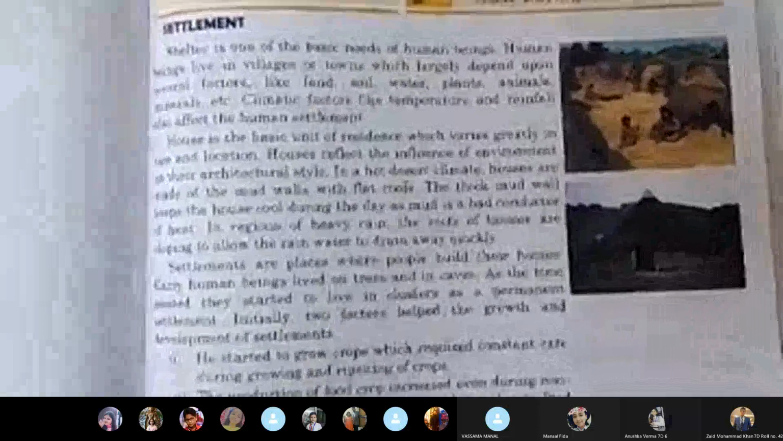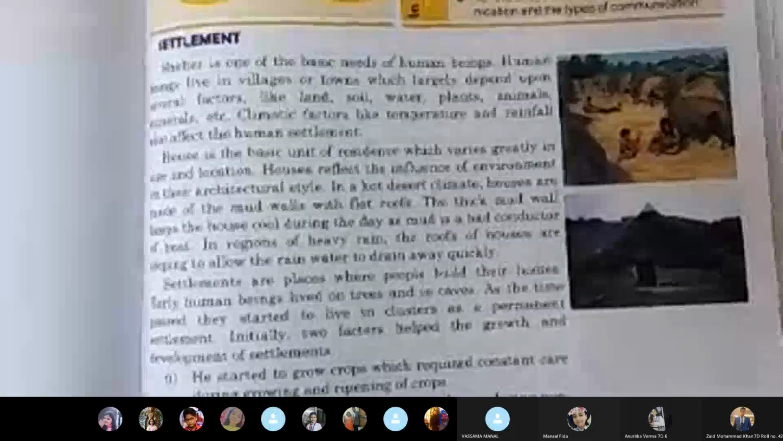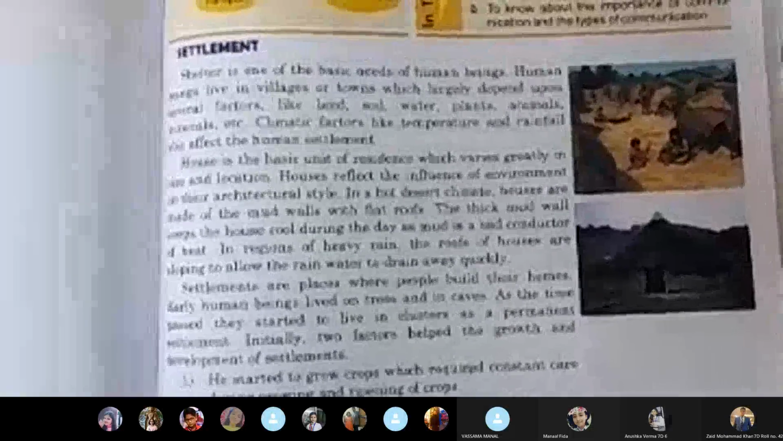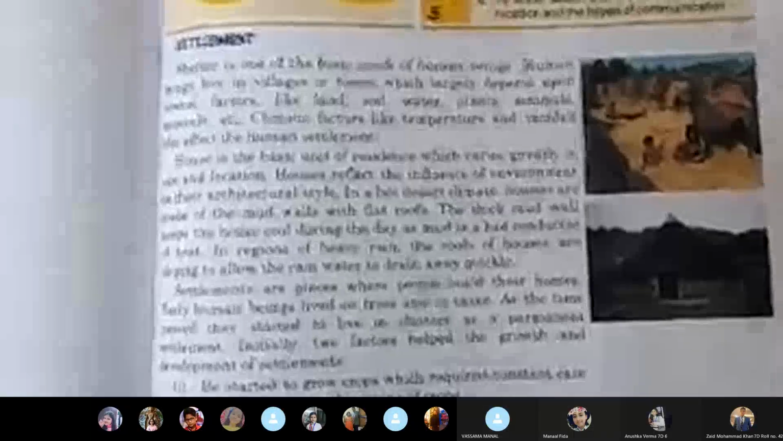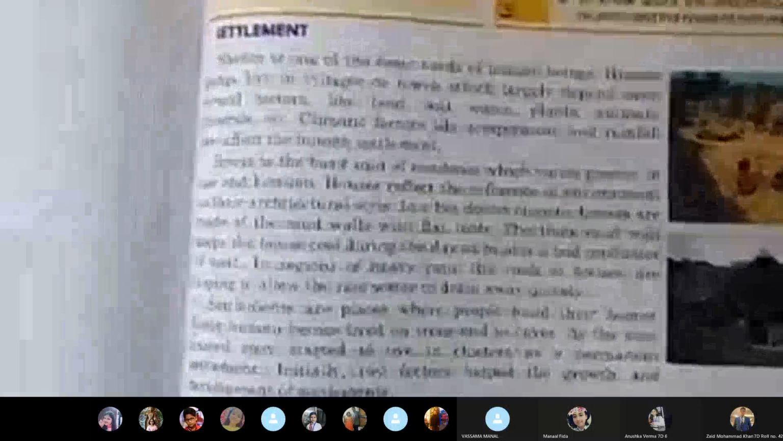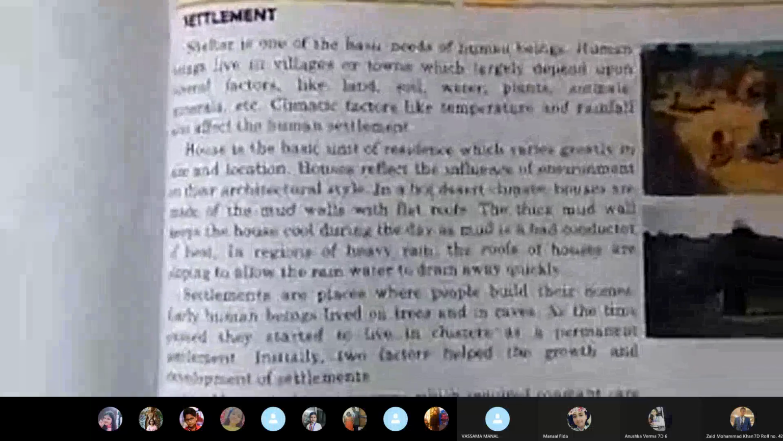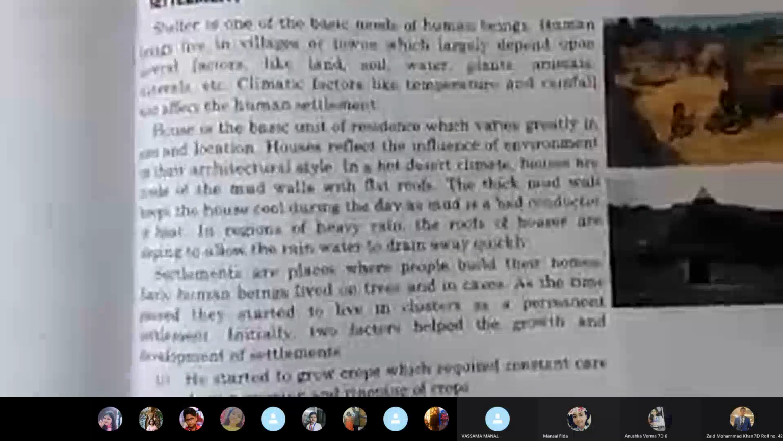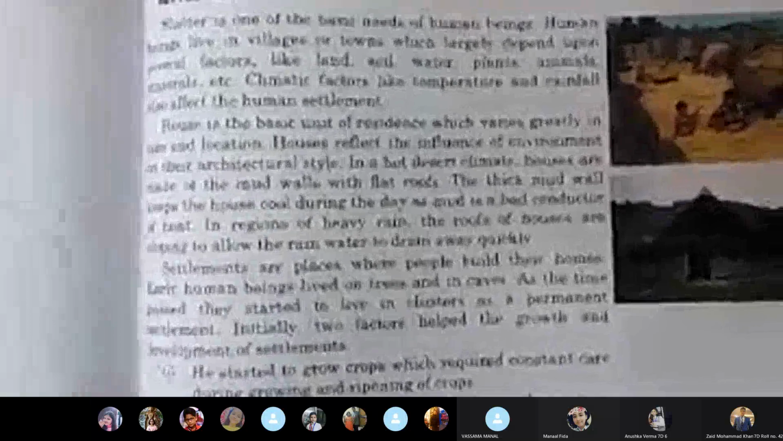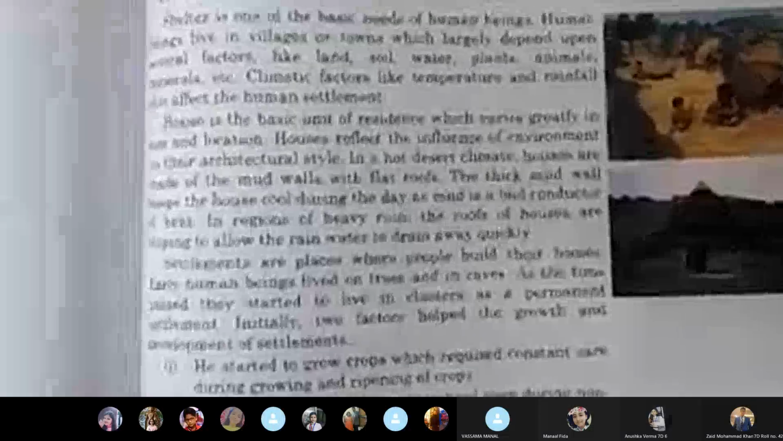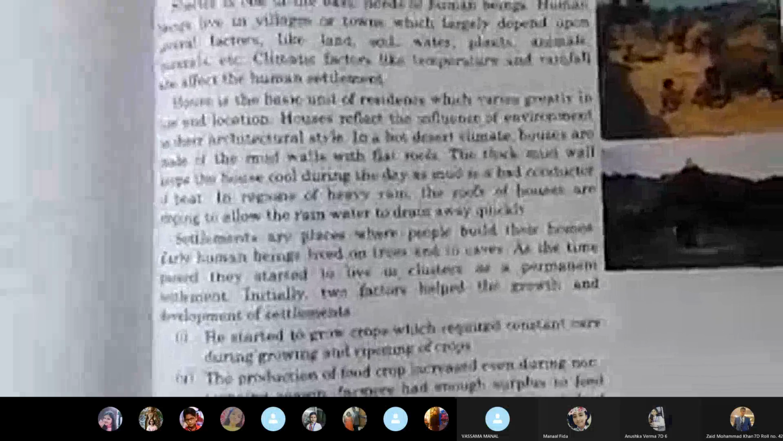Then, apart from it, there are climatic factors like temperature and rainfall also, which affect the human settlements. Of course, you cannot live on a frozen hilltop which is covered with snow, or in a desert area where the climate is burning hot. So, obviously, temperature plays a very important role, and so does the rainfall of an area.